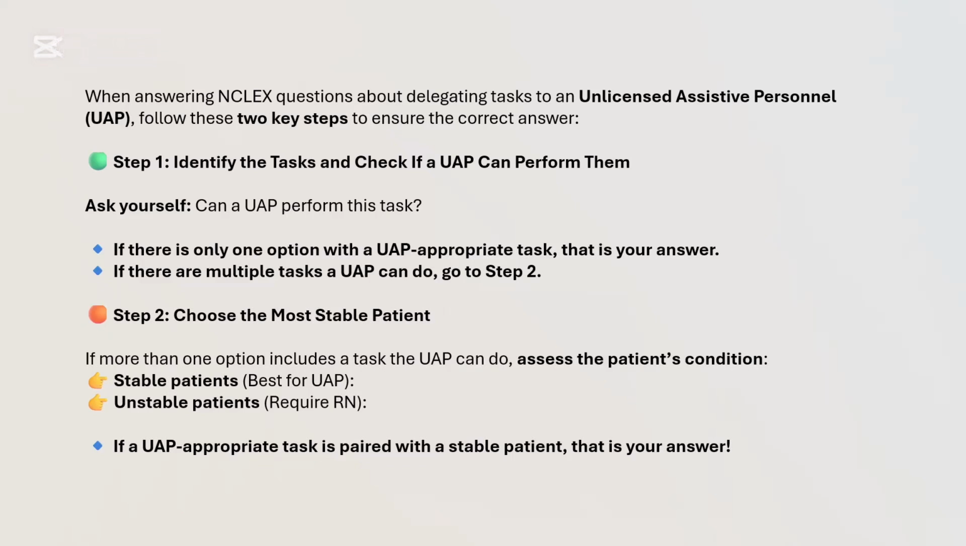But if you have two or more right tasks, then you need to do step two. In step two, you are going to choose the most stable patient. Now you have two tasks that the UAP can do, so you select one of those answers based on which patient is more stable. Stable patient for the UAP, unstable patient for the RN. So if you end up with the UAP-appropriate task paired with a stable patient, that is your answer.